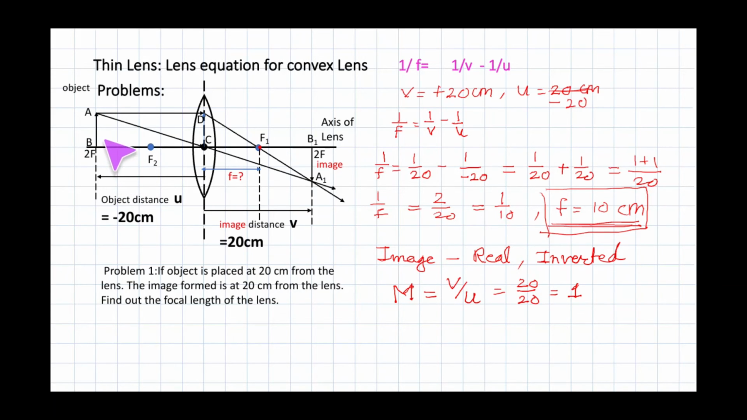So the size of object AB is exactly equal to the size of the image, and it happens then and only then when the object is kept at distance 2f from the optical center. From the optical center the focal point is at f distance, f1, f2, and if we keep the object at 2f distance, the same size image will be formed at the opposite end, so you should remember that.